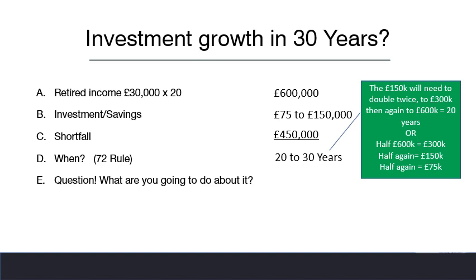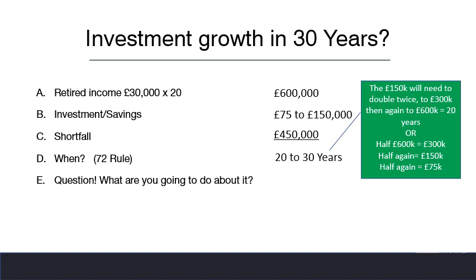Cleverly, we can do it the other way around. We can start at the client's target, their goal of £600,000, and we can bring it back the other way. If we can achieve 7.2% in 10 years, then we would need an investment of half that, £300,000 in 10 years. Let's halve the 300 to 150. So in 20 years, if we had 20 years to go, we'd need 150.